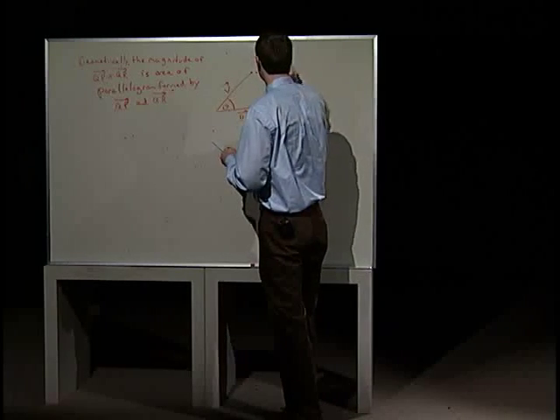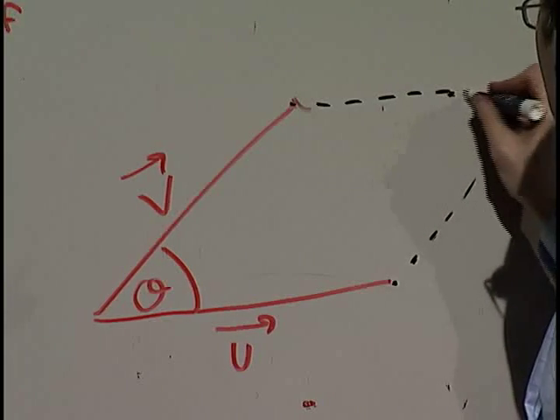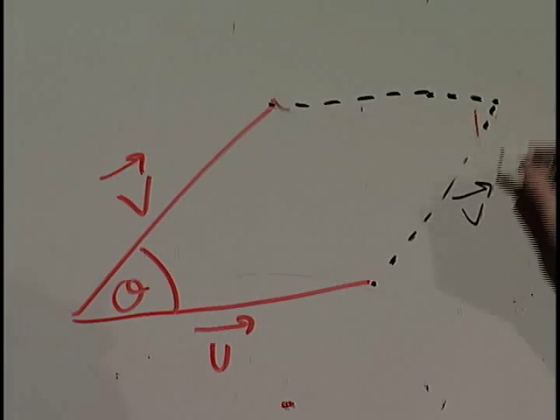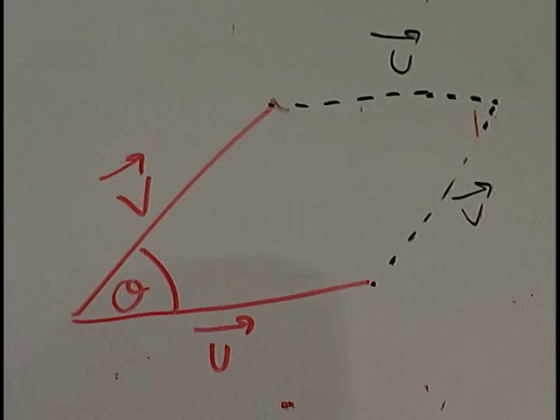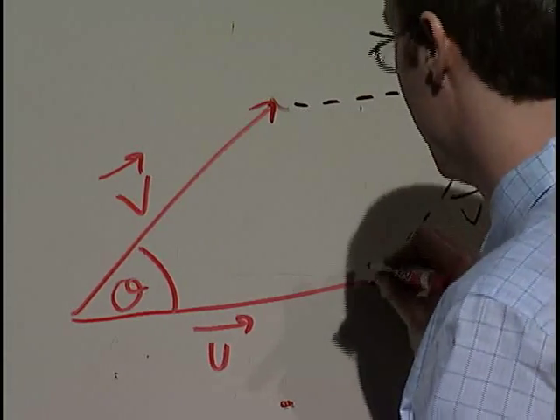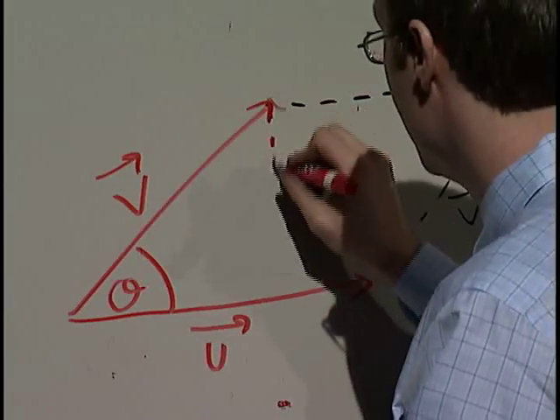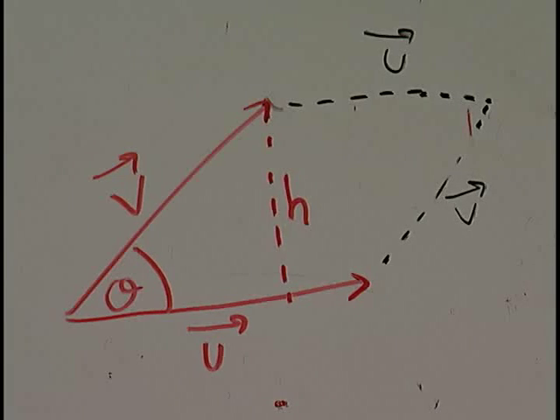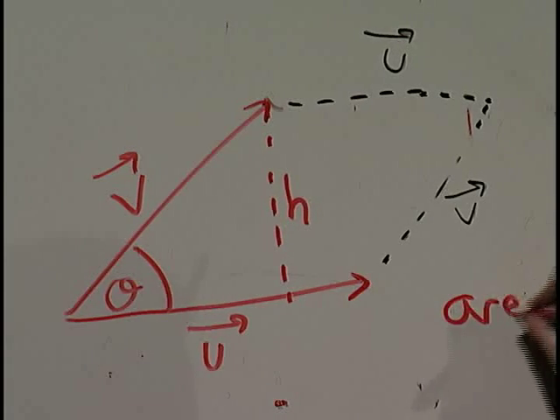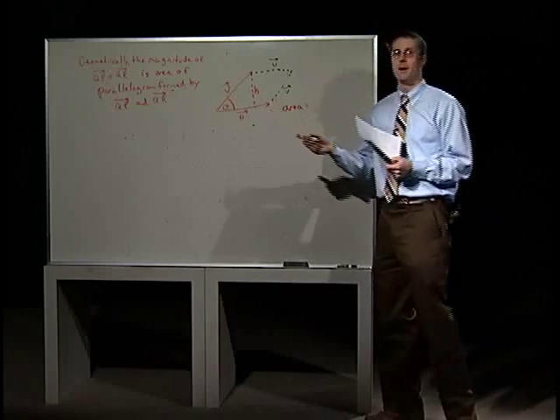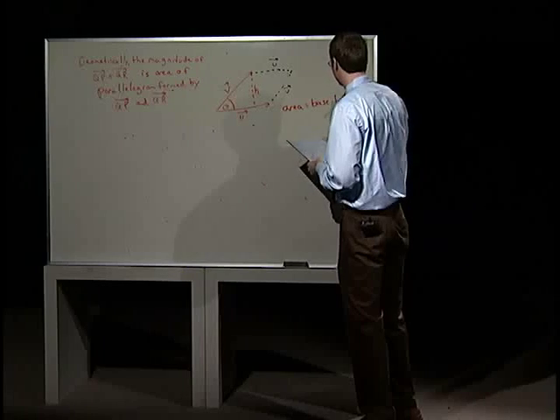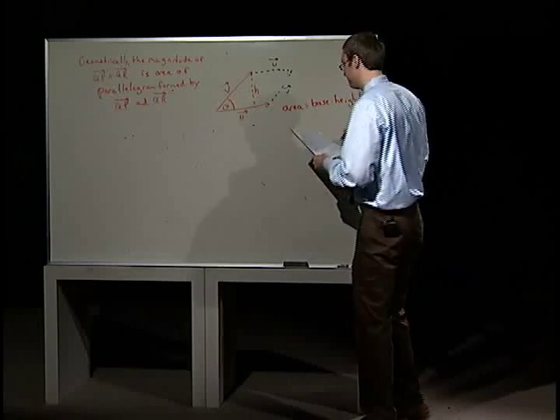So if I wanted to finish up the parallelogram here, I could do that, and certainly another copy of V and another copy of U, right? And then there's U and there's V's arrows, and we can drop this perpendicular here and call that the height. Well, let's look and see what's going on here. So the area of a parallelogram is base times height.